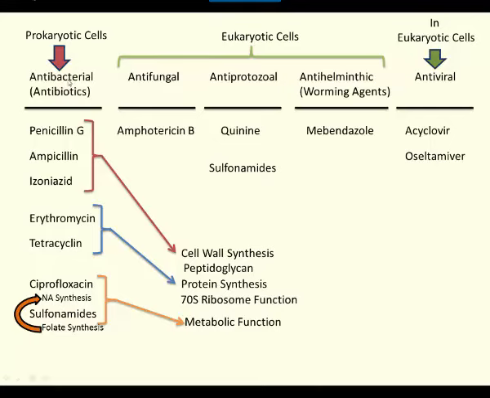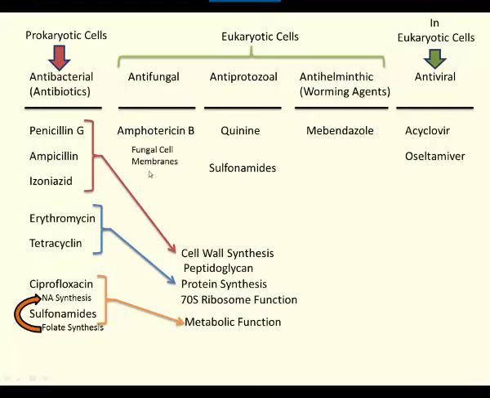Because prokaryotic cells are so different, we can attack things that are specific to prokaryotes, and that's why we have so many more antibiotics than we have antifungal, antiprotozoal, anti-worm, and antiviral agents. So let's go ahead and move on to these that we have left over.